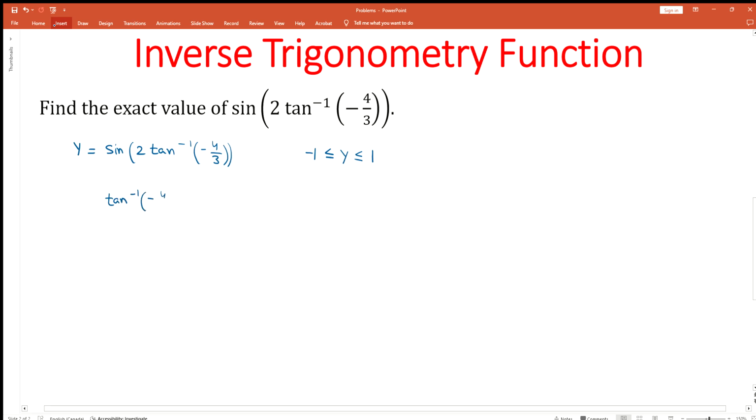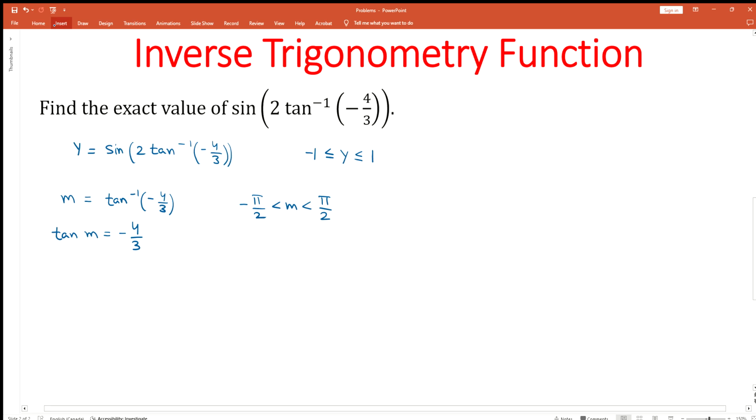Let's assume this term is equal to m. The value of m should be within the range of inverse of tan. The range of inverse of tan is negative pi over 2 to pi over 2. So the value of m should be between negative pi over 2 and positive pi over 2. Next, we can move inverse of tan to the left side with m. I get tan m equals negative 4 over 3.